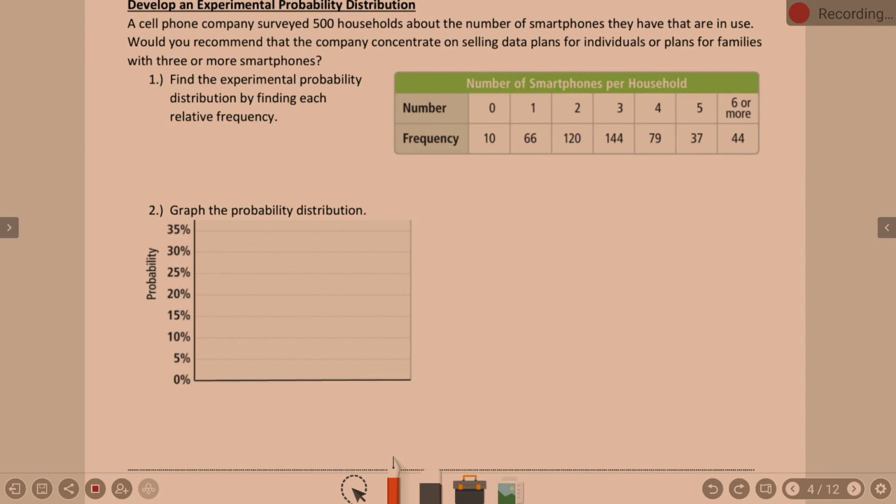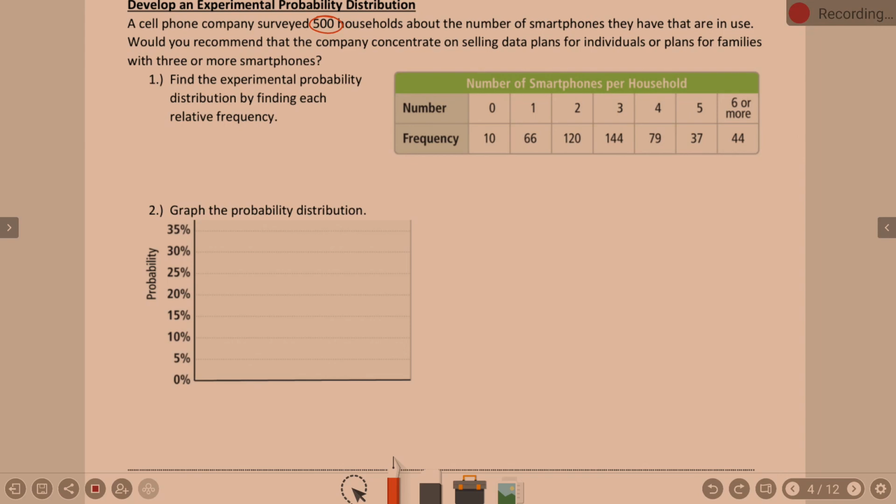Do you remember what frequency is? The frequency of something is going to be how often it happens, how often it occurs. So this is saying number of smartphones per household, 0. 0 smartphones happens 10 times throughout these 500 households. There's 66 households that have 1 smartphone, right? All the way up to there's 44 households that have 6 or more smartphones.